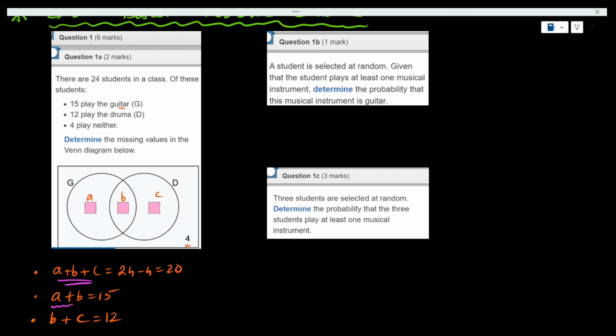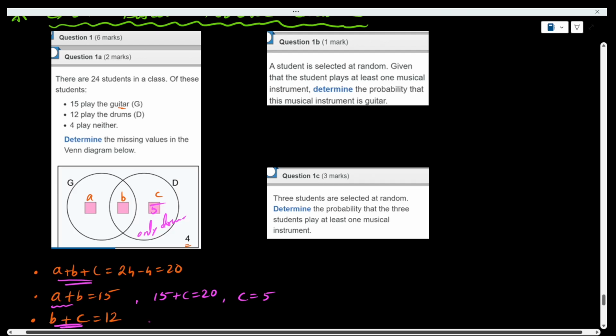So in the first equation, if I substitute here, 15 plus C is 20, I can get C as 5, right? So I can mark here that there are 5 students who play only drum, because this part is for only drum. Then similarly in the first equation, if I substitute B plus C, that is 12, which is 20, so A you will get as 8 students. So the students who play only guitar, you can see there are only 8.